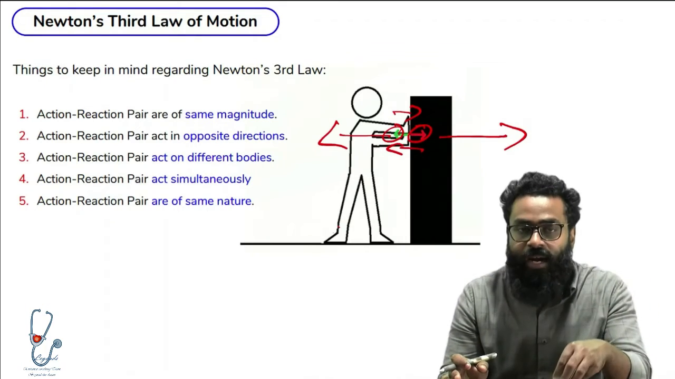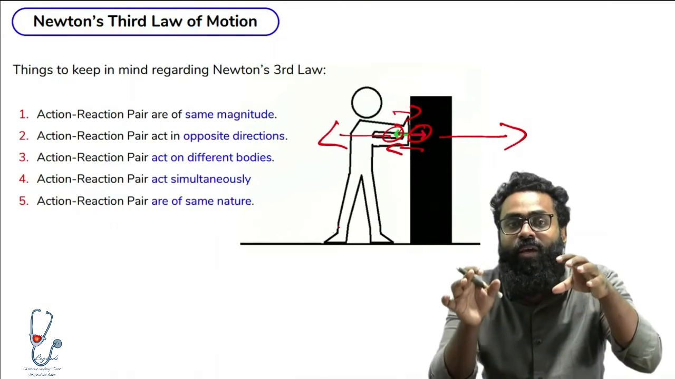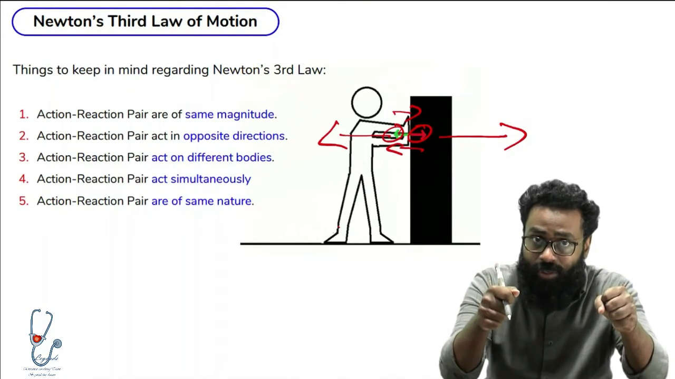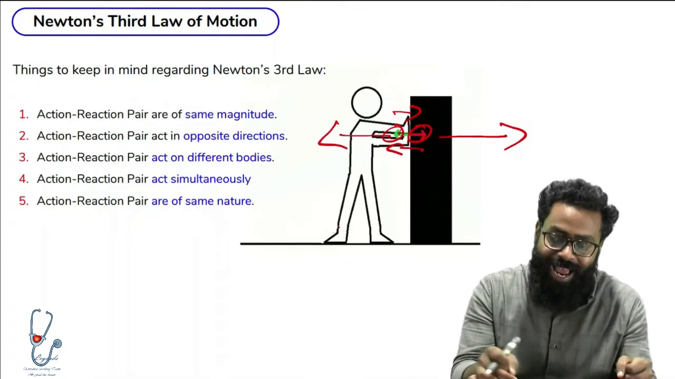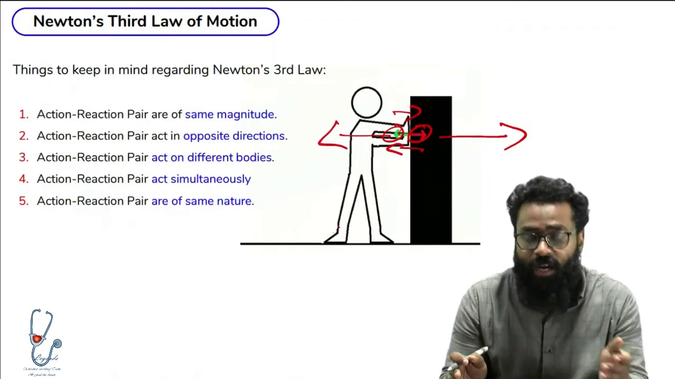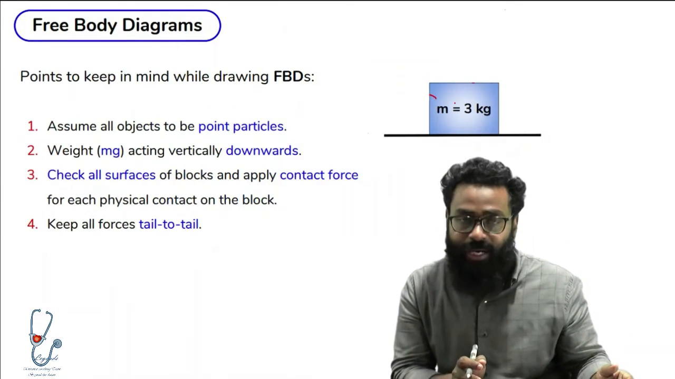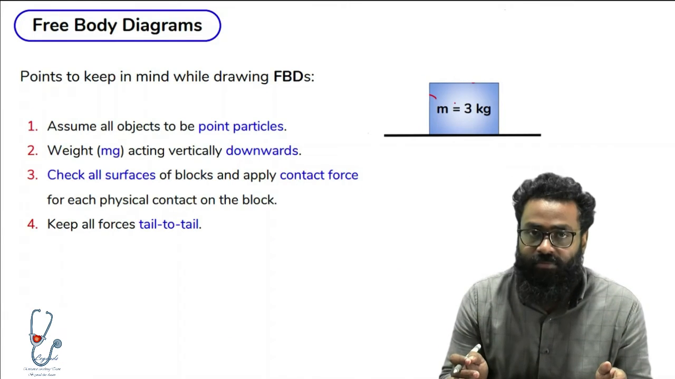The question arises from those 5 points: action reaction pairs have the same magnitude, then the next one is opposite direction, they act on different bodies, and they act simultaneously and are of the same nature. Okay, clear that? And we have moved to the next topic, free body diagram.